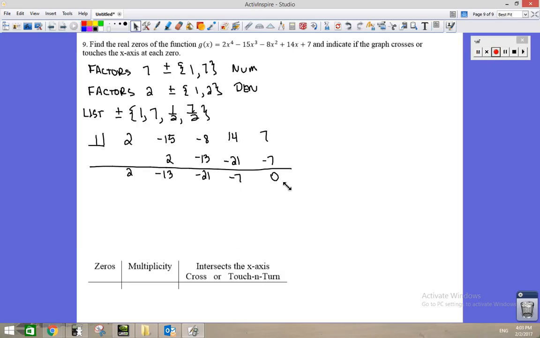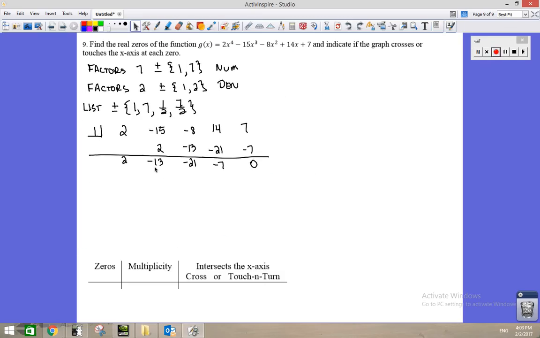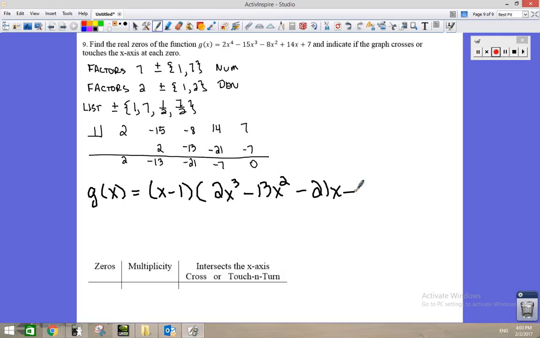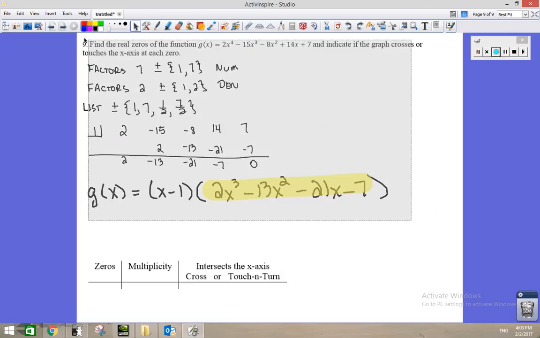Sometimes you'll go through that whole list and you won't find one, or maybe it's the last number that you check, unfortunately. So this g of x has a factor of x minus 1 because in factored form we change the sign. So since it started out x to the 4th, this is x to the 3rd now. So we've got 2x to the 3rd minus 13x squared minus 21x minus 7. Well, I don't have any x methods or anything for this 3rd degree. I can't factor it by grouping or anything like that.